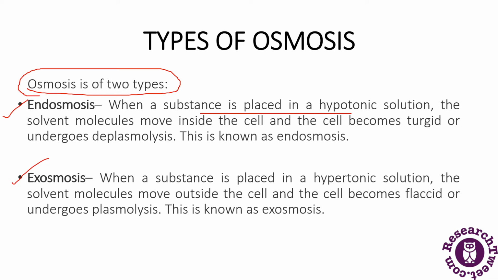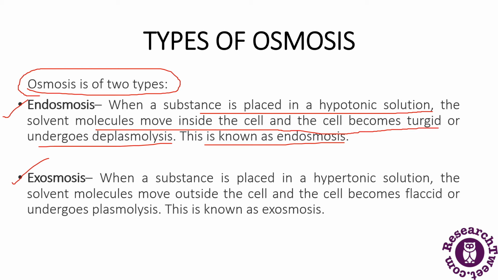Whenever a cell or substance is placed in a hypotonic solution, the solvent molecules move inside the cell and the cell becomes turgid or undergoes deplasmolysis. This is known as endoosmosis. So this is endoosmosis, when the substance is placed in a hypotonic solution, the cells will become turgid and undergo deplasmolysis.